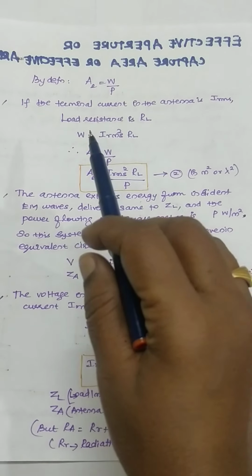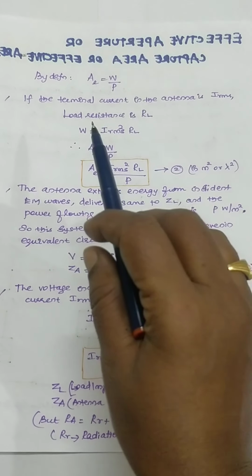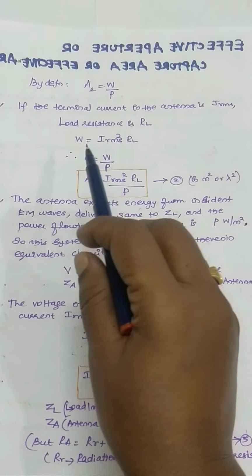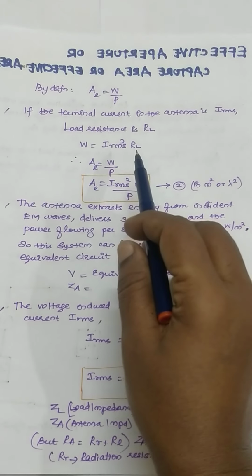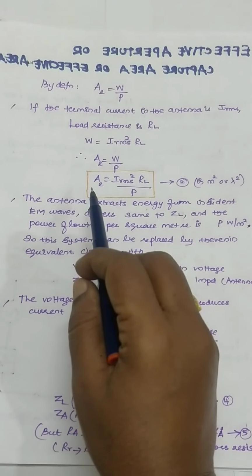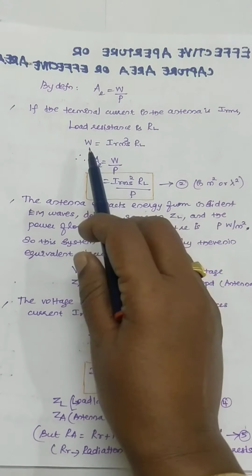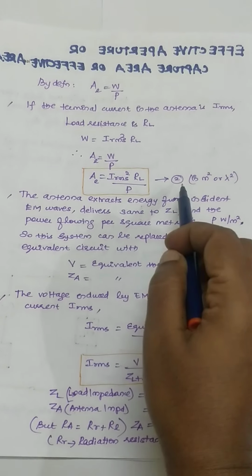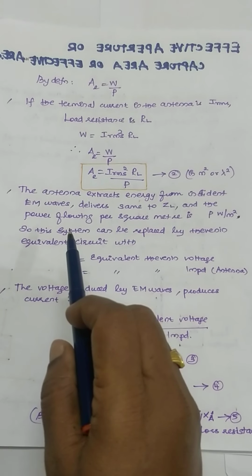Now I am assuming the terminal current in the antenna to be IRMS and the load resistance to be RL, such that W is equal to IRMS square into RL. But already we know that AE is equal to W by P. So AE can be rewritten as, substituting the W value, IRMS square into RL divided by P. Name this as equation number 2.